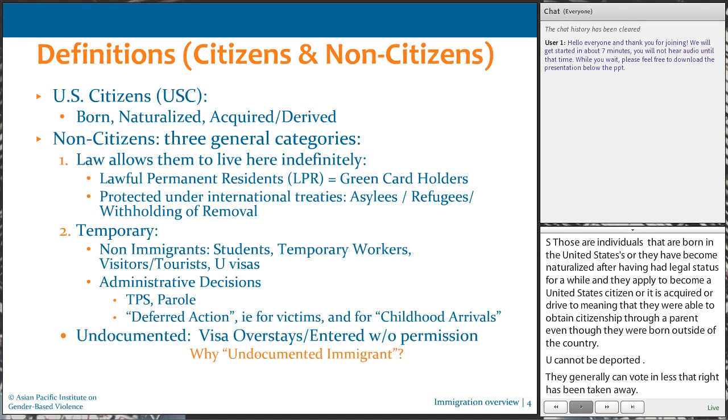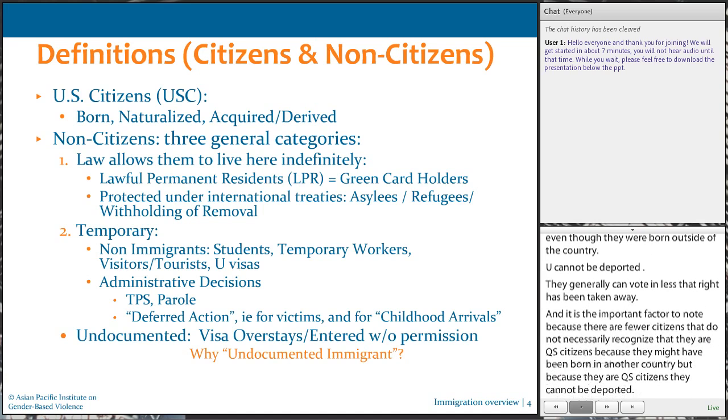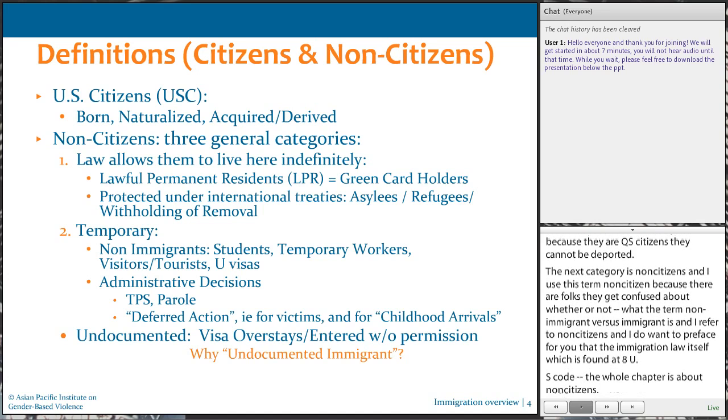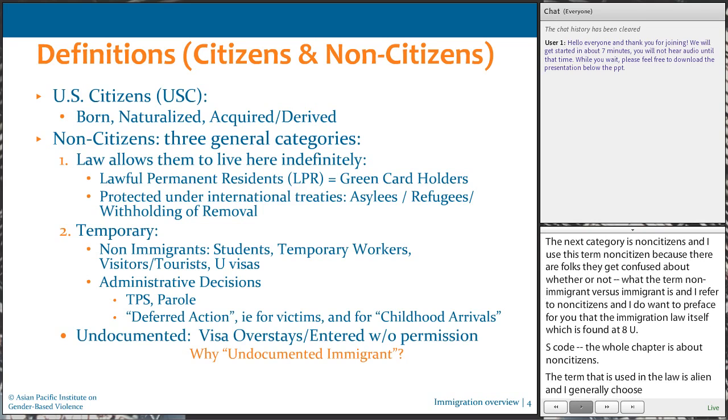The next category is non-citizens. I use this term because some folks get confused about what the term non-immigrant versus immigrant means. I do want to preface that the immigration law itself, which is found at 8 U.S. Code, the whole chapter, is about non-citizens. The term used in the law is alien, and I generally choose not to use that word because there are other connotations to it. So the word I use when talking about folks who don't have U.S. citizenship is non-citizens.